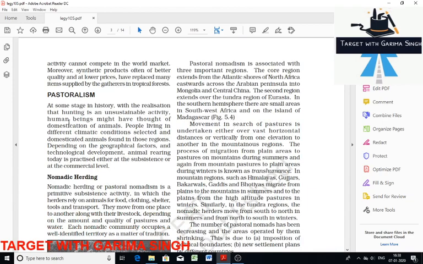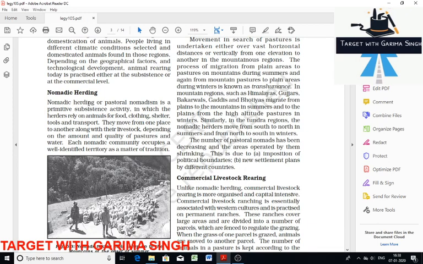Our next topic is pastoralism. In this we will discuss nomadic herding and commercial livestock. Let's move to nomadic herding. Herders depend on animals for food, transport, and shelter, as well as clothing. They keep moving from one place to another along with their animals. Each nomadic community occupies a well-identified territory.